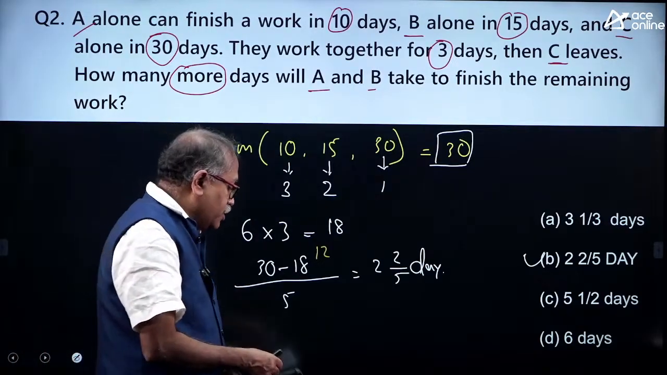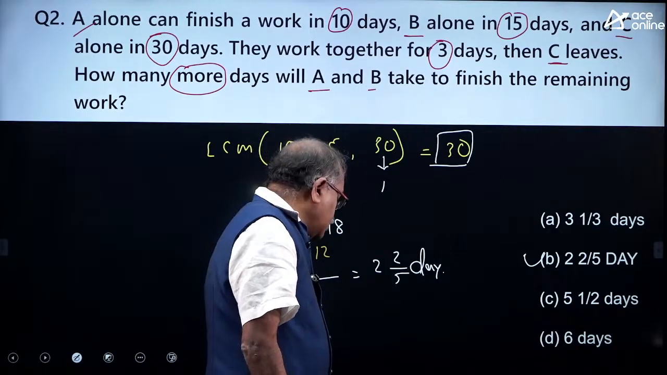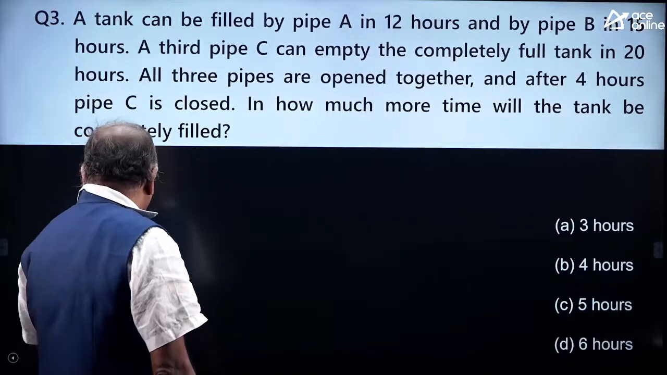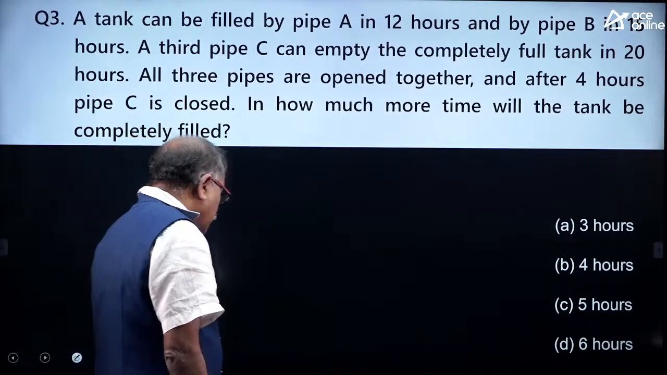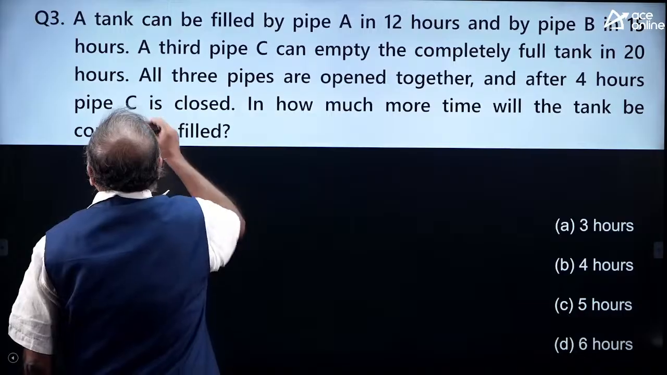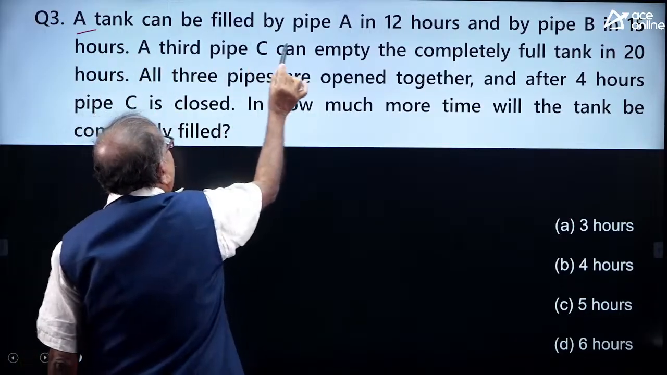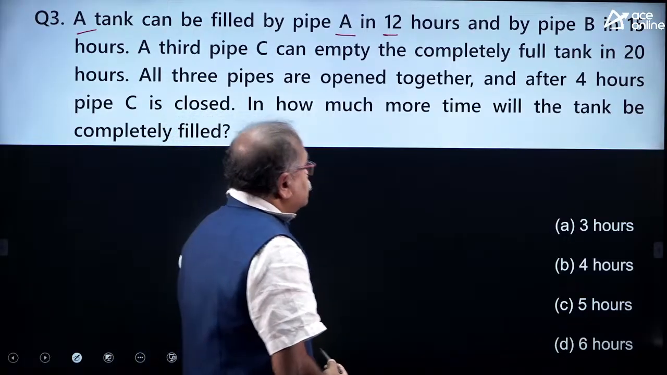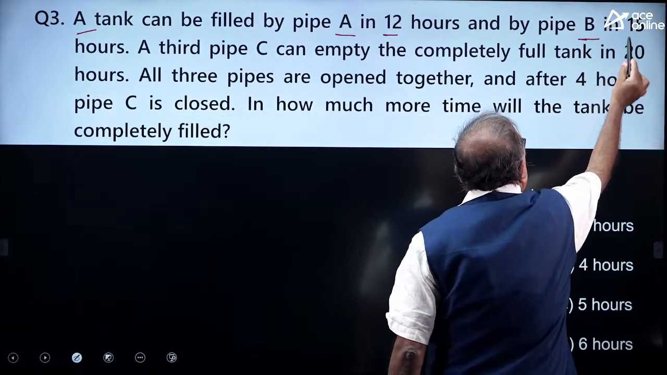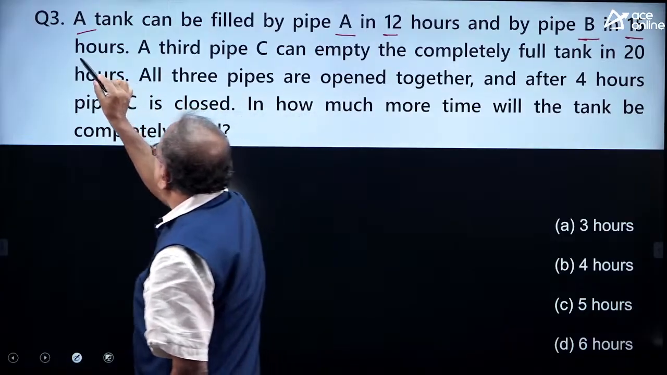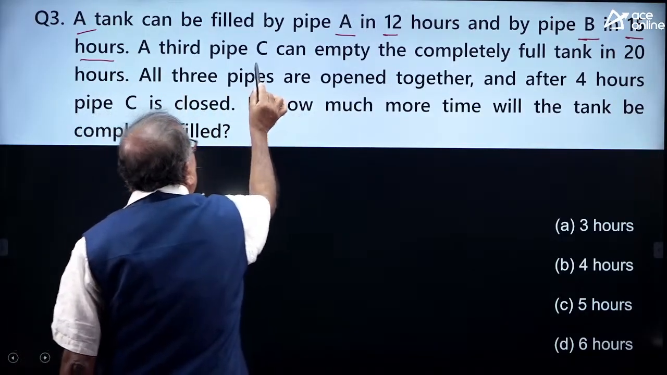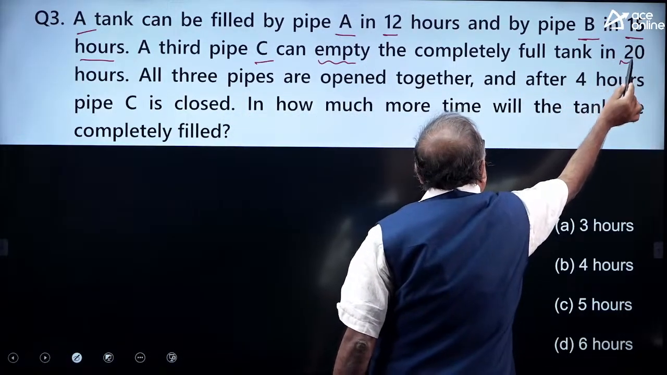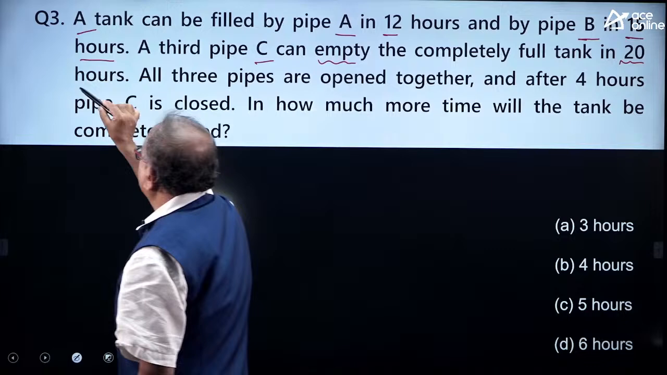So let me move on to the next question. Option B is the answer for the previous one. This is the next question: a tank can be filled by pipe A in 12 hours, and pipe B in 15 hours. And the third pipe C can empty the complete full tank in 20 hours.